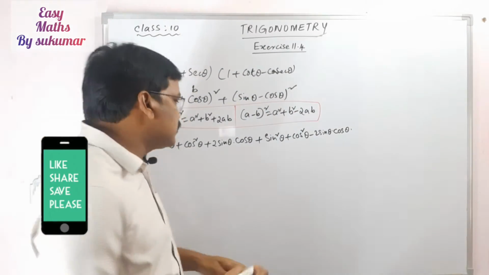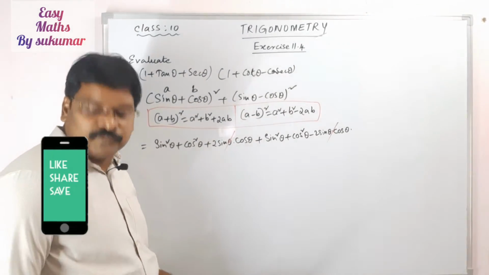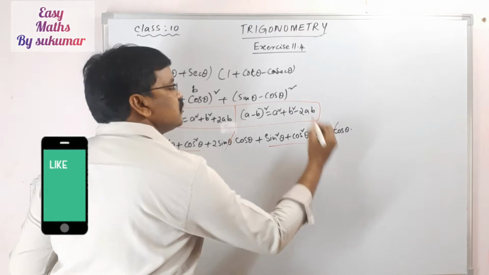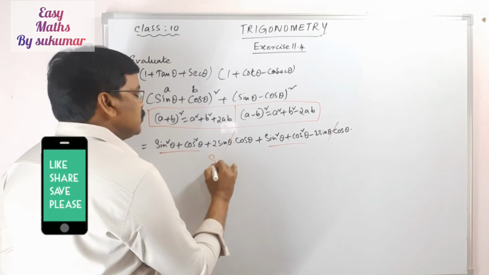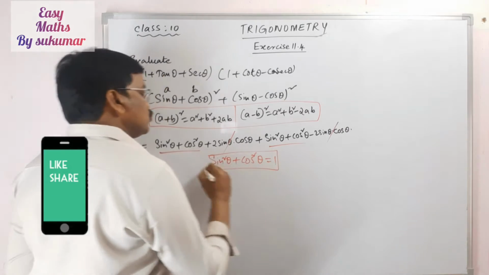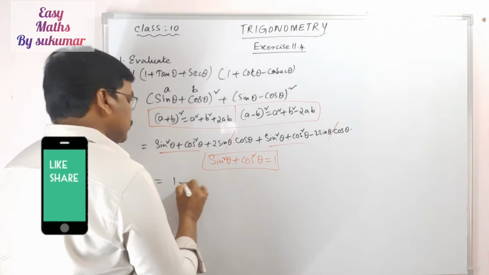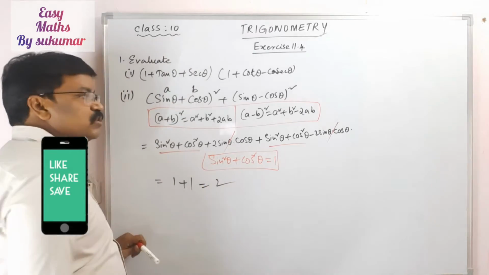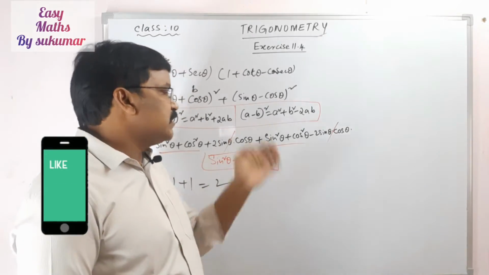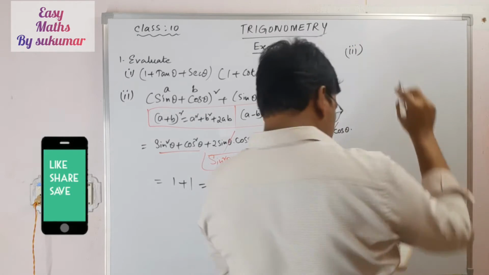Now if you observe here, the plus 2 sin theta cos theta and minus 2 sin theta cos theta both get cancelled. Then what is sin square theta plus cos square theta? 1. Again, the sin square theta plus cos square theta is also 1. Let me write the identity: sin square theta plus cos square theta is equal to 1. So instead of sin square theta plus cos square theta, we can write 1. So 1 plus 1 is 2. So the answer for (sin theta plus cos theta) whole square plus (sin theta minus cos theta) whole square is equal to 2.